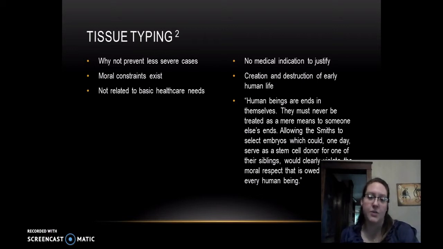Now, the next big issue with this would be the creation and destruction of early human life. The Catholics believe that human life begins at conception. However, not everyone believes as the Catholics do. This causes issues with that. In addition, a theologian who tried very strictly to keep religion out of it said that human beings are ends in themselves. They must never be treated as a mere means to someone else's ends. Allowing the Smiths to select embryos which could one day serve as a stem cell donor for one of their siblings would clearly violate the moral respect that is owed to each and every human being.